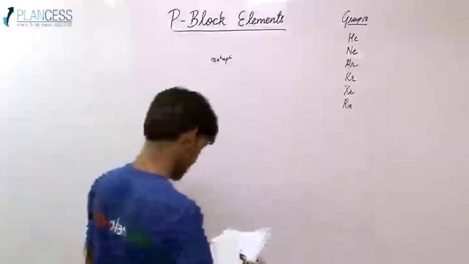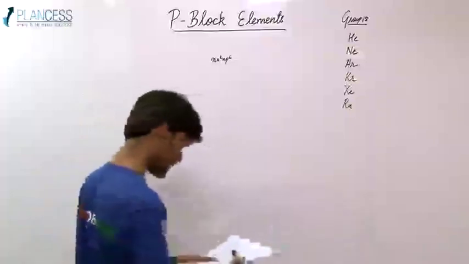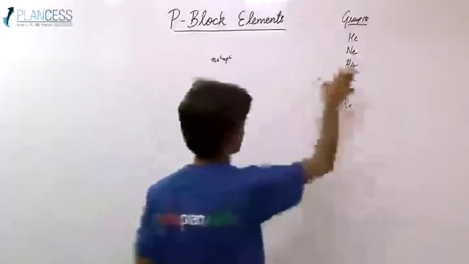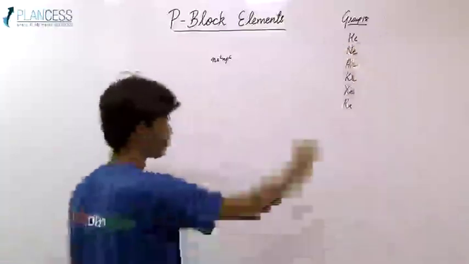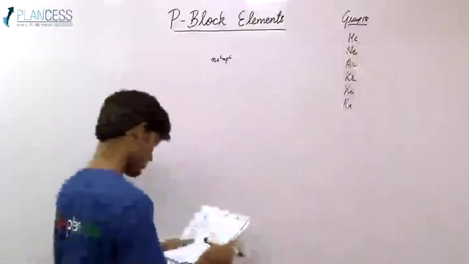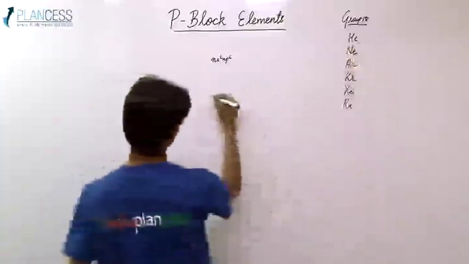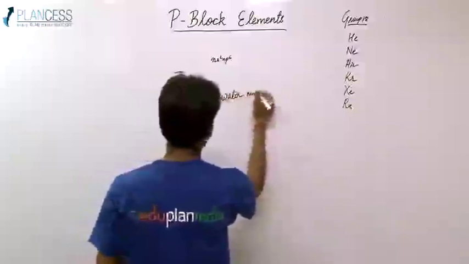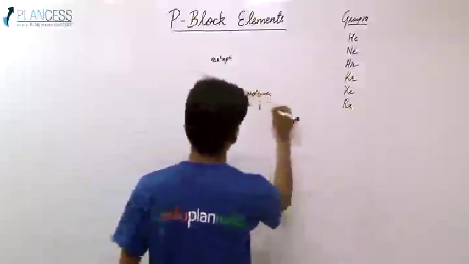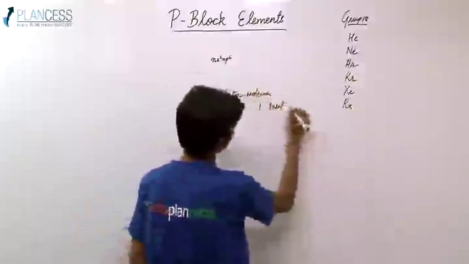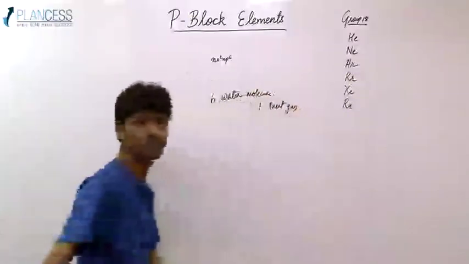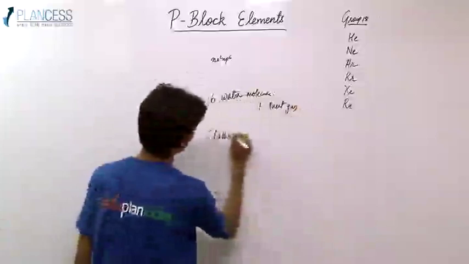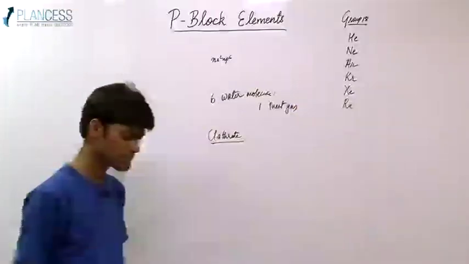Now one important thing would be clathrate compounds. Inert gas molecules get trapped in the cages formed by the crystal structure of water. Water forms a crystal structure, and the noble gases get trapped in it. Approximately, corresponding to every 6 water molecules there is one inert gas molecule, and all such compounds are known as clathrate compounds.